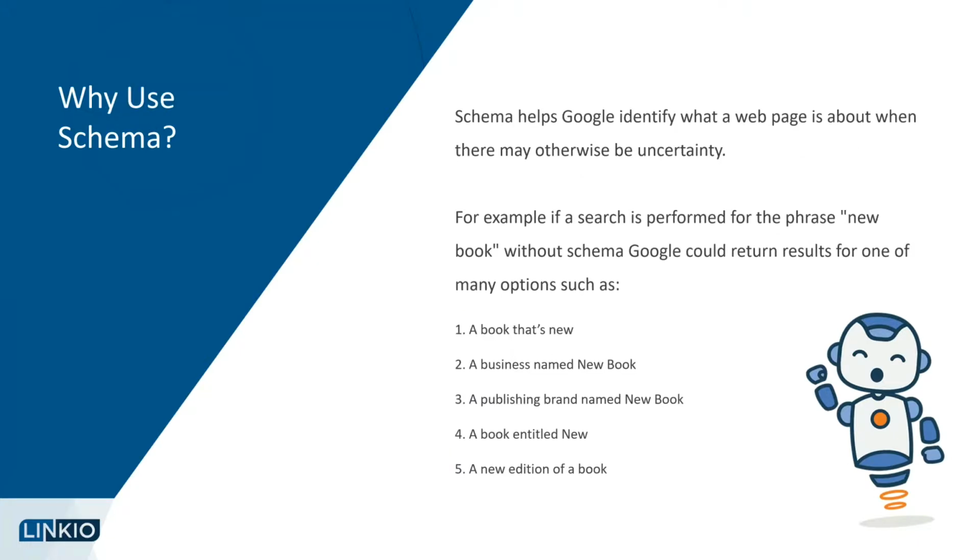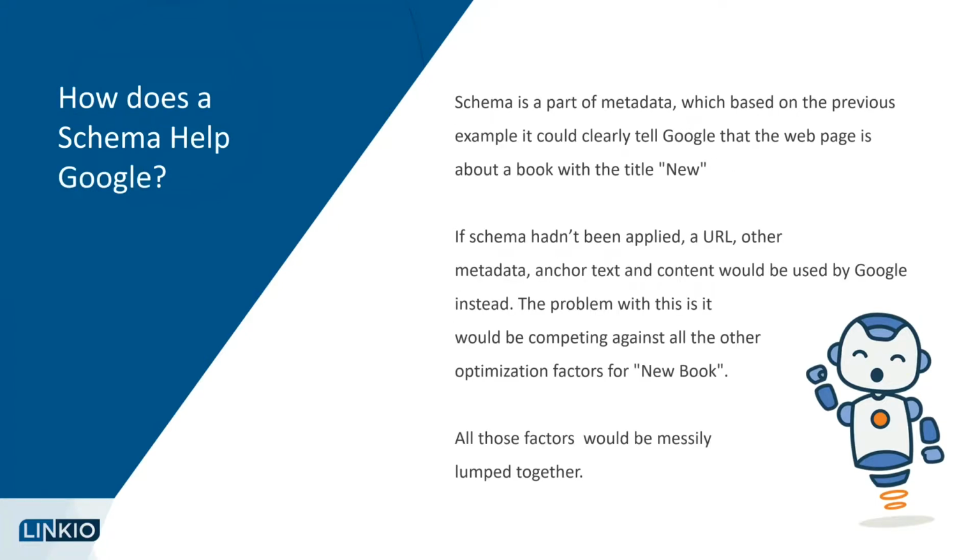Because the concept of schema is just that it helps to make it easier for Google to understand what your content is talking about. Let's say you had the keyword new book, all right? Without schema, Google's got to figure out, is it a book that's new? Is it a business that's named new book? Is it a publishing brand named new book? Is it a book entitled new? Is it a new edition of a book? So trying to figure out what that means is very difficult for Google.